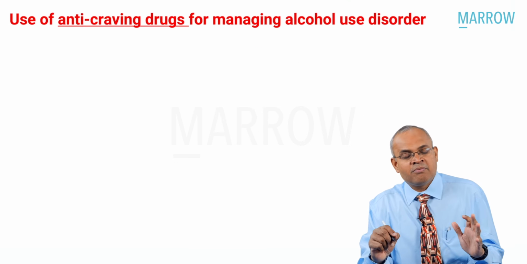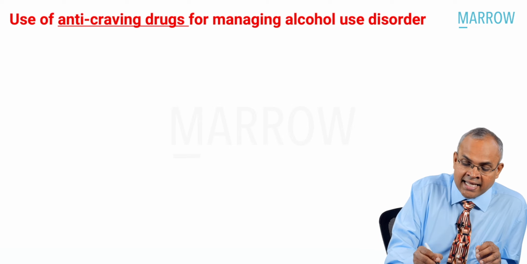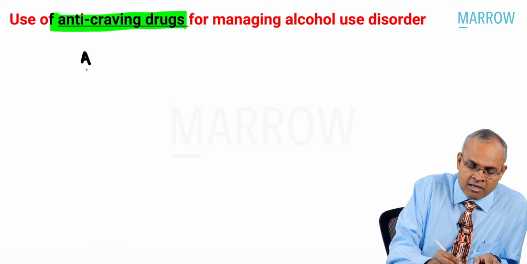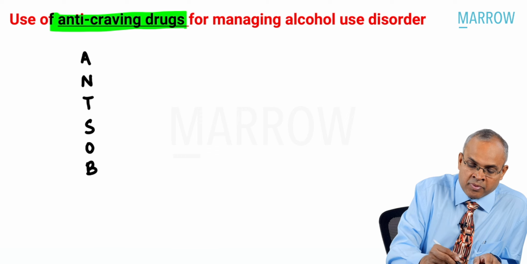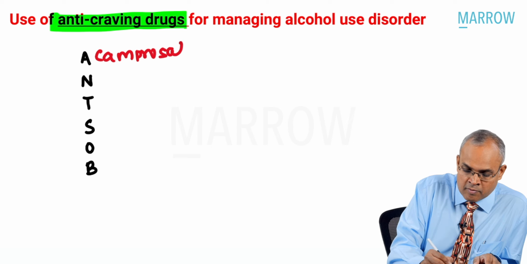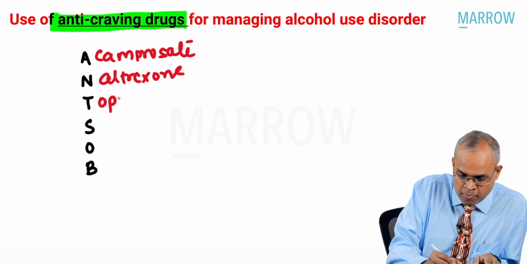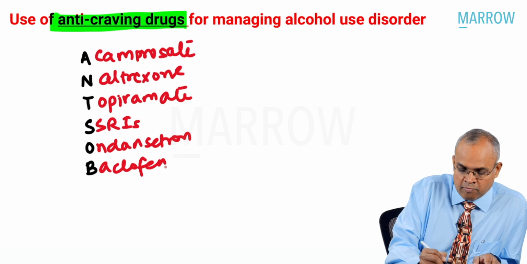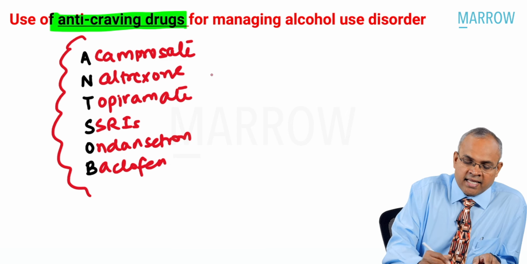The last point we need to remember in this video is anti-craving drugs. They've asked multiple times in exams, what are the anti-craving drugs you should remember? You can remember this simple acronym, ANTSOB: acamprosate, naltrexone, topiramate, SSRIs, ondansetron, baclofen. These are the anti-craving drugs you should know.